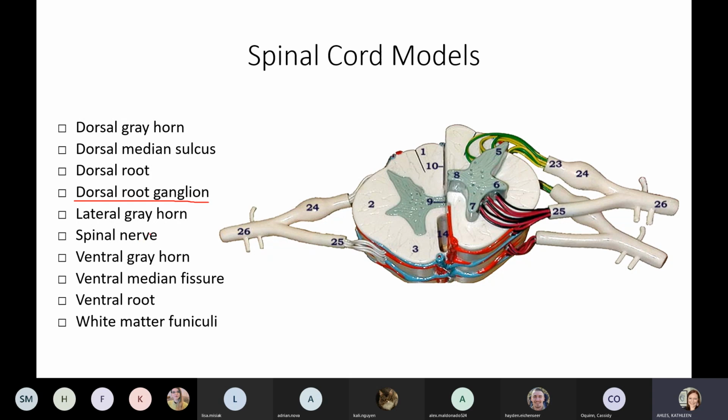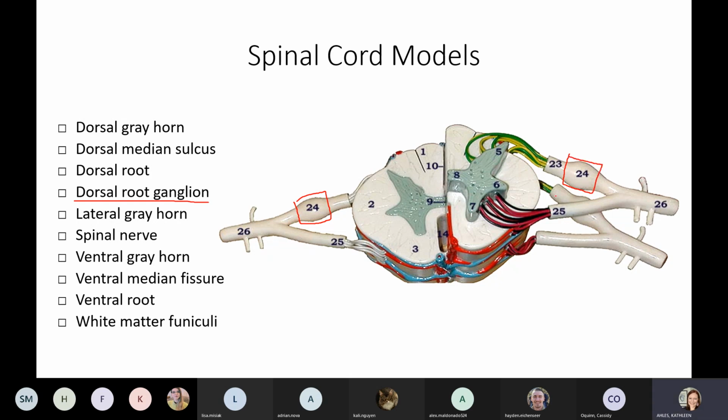Every time you look at a spinal cord model, the absolute first thing you must locate is the dorsal root ganglion. So when I'm looking at my model here, the dorsal root ganglion is this bump I see right here, number 24. I can see it on this side as well, number 24.